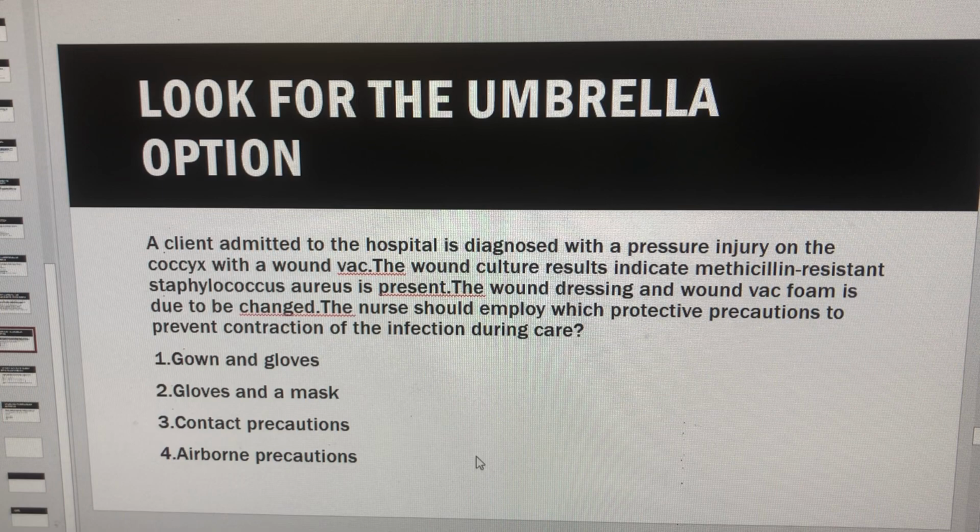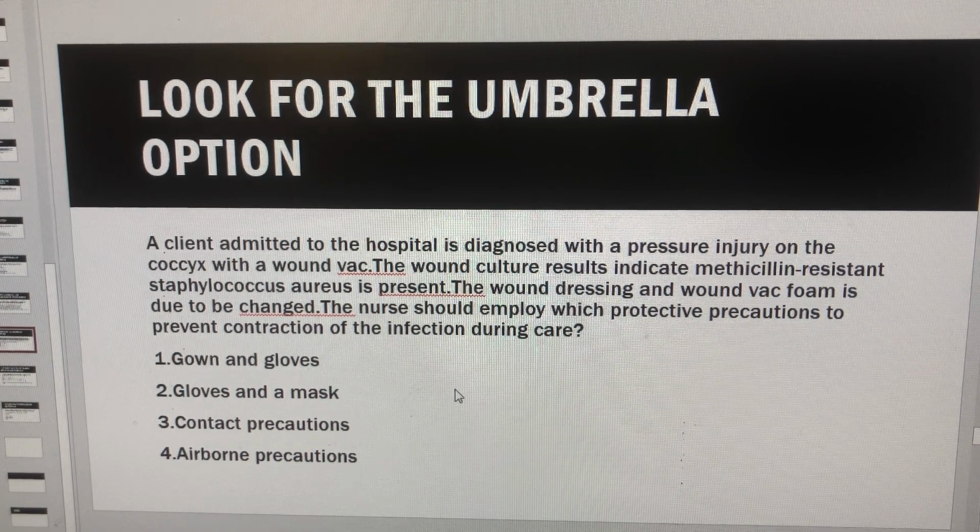Look for the umbrella option. A client admitted to the hospital is diagnosed with a pressure injury in the coccyx with a wound vac. The wound culture results indicate methicillin-resistant Staphylococcus aureus is present. The wound dressing and wound vac foam is due to be changed. The nurse should employ which protective precautions to prevent contraction of the infection during care? 1. Gown and gloves. 2. Gloves and a mask. 3. Contact precautions. 4. Airborne precautions.